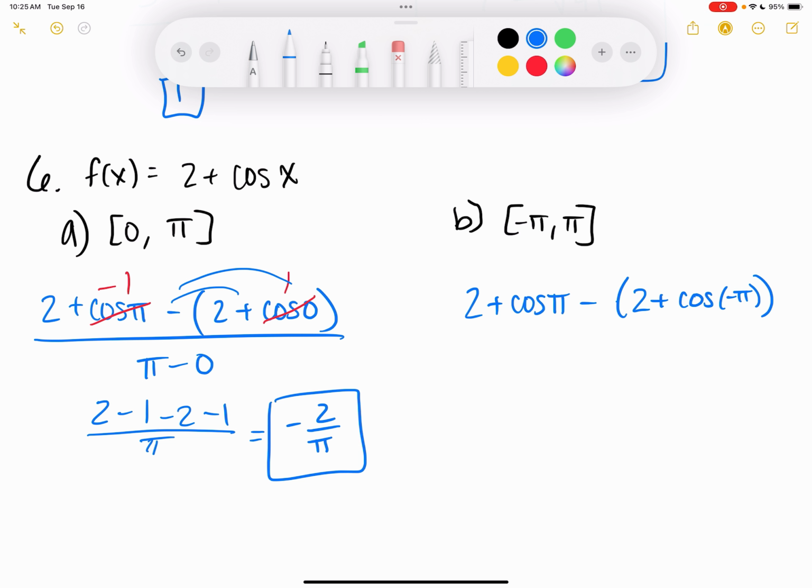Over, I guess I should do this, pi plus pi. So we've already said cosine of pi is -1. Cosine of negative pi would also be -1, just because it's going in the opposite direction, but still hitting the same spot. So I've got -1 minus a -1, so those just go away. And then I've got 2 minus 2, well, obviously that's 0, and then divided by 2 pi is just 0.